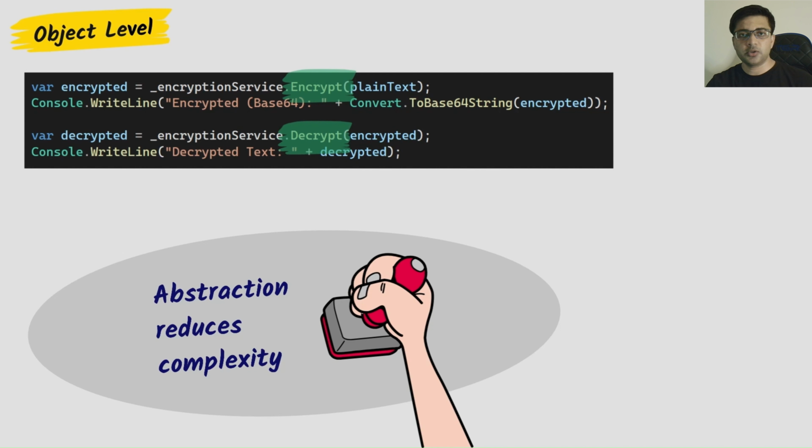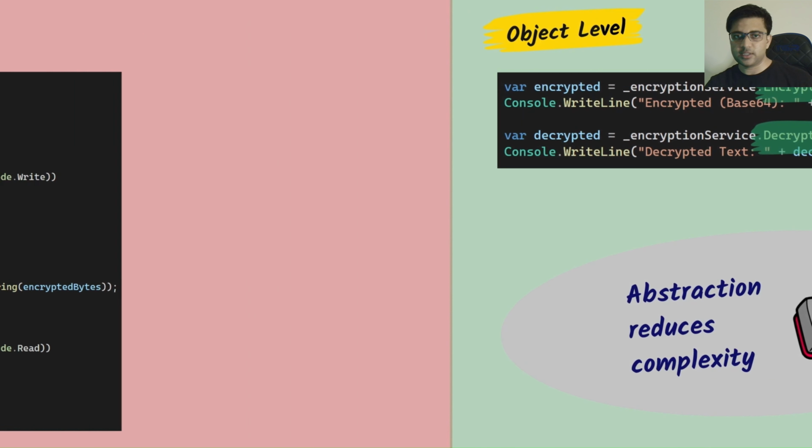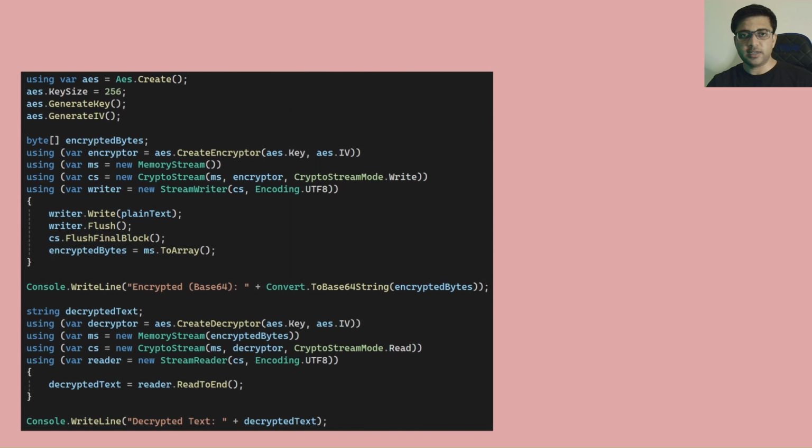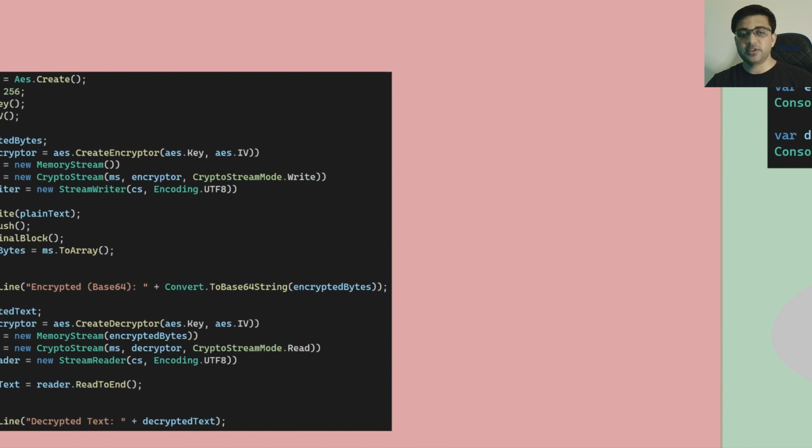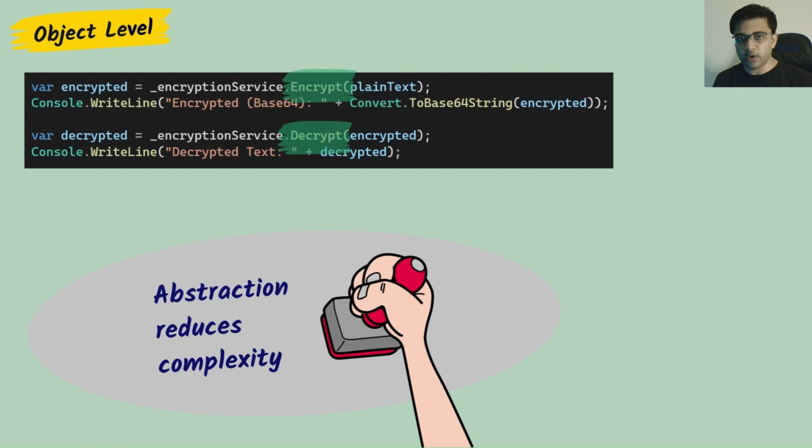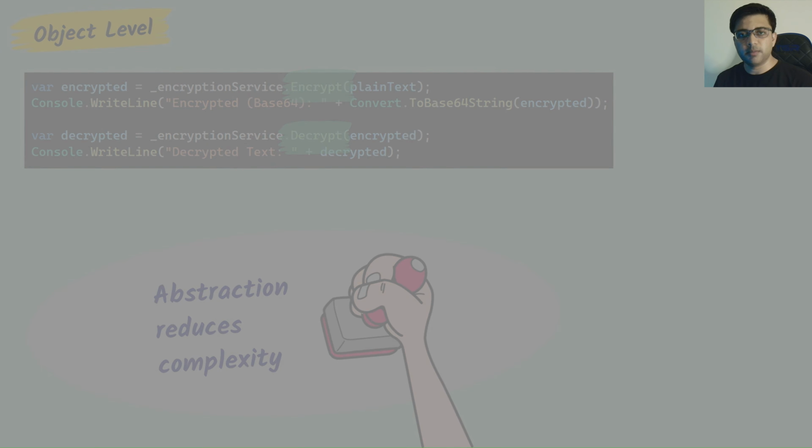So, there are two approaches to writing code, either like this or like this. If everything is written like this, your code base will become very complex very quickly. But if everything is written like this, it will make your life and the lives of others much easier.